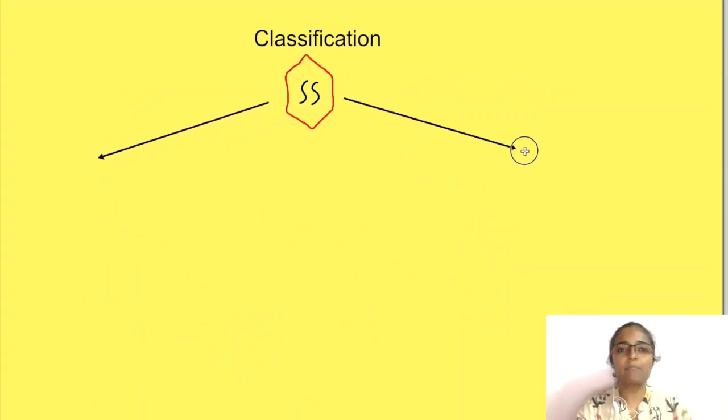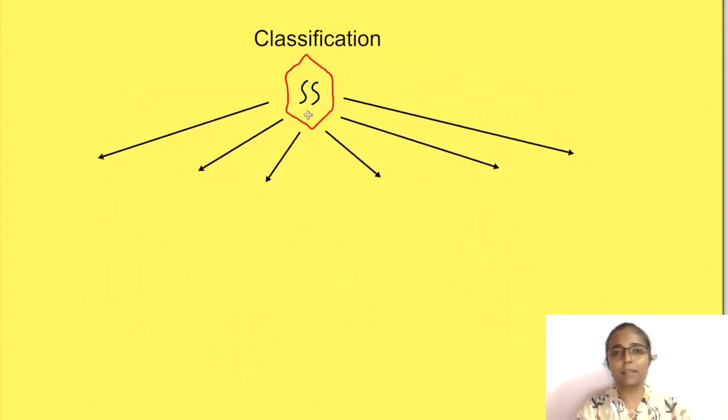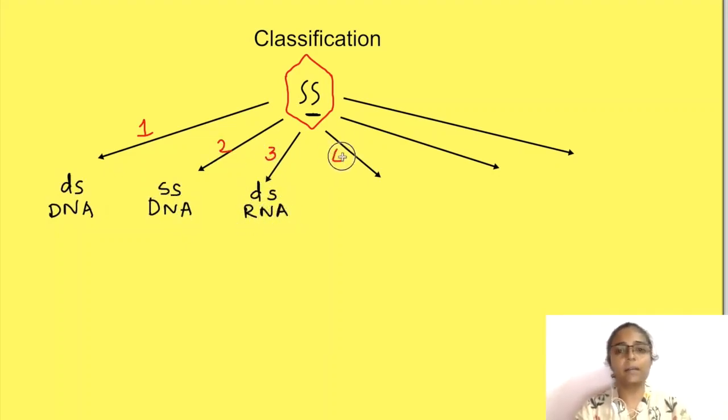Now, viruses have been broadly classified into 6 types based on their genome. The first class includes viruses with double-stranded DNA. The second class, viruses with single-stranded DNA. Double-stranded RNA viruses are in the third class, and the fourth, fifth and sixth classes are single-stranded RNA viruses with some differences.